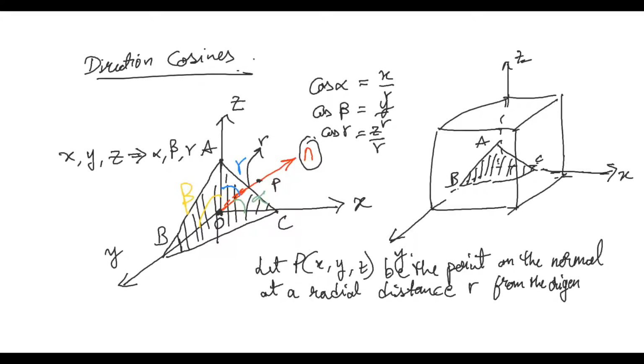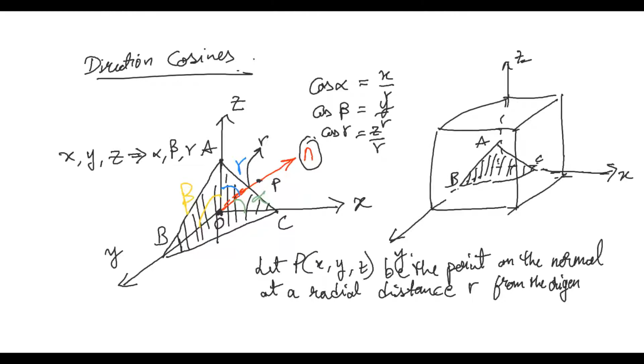So I'll write this in the next slide. Cos alpha equals x by r, cos beta equals y by r, and cos gamma equals z by r. I hope you have understood this. If not, just see this diagram. Here you can see and try to understand where alpha, beta, and gamma are the inclinations with respect to the x, y, and z axes for the normal force N on the material, right?